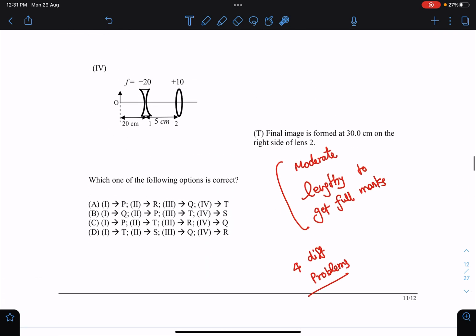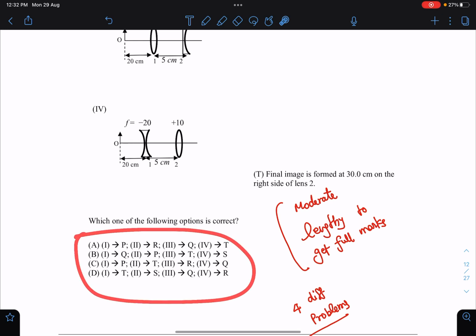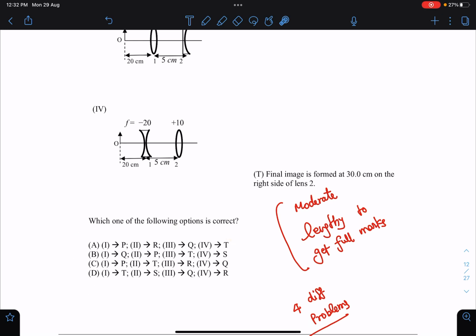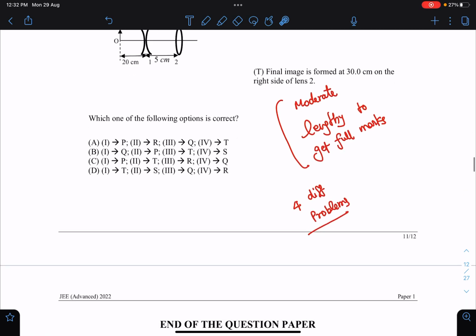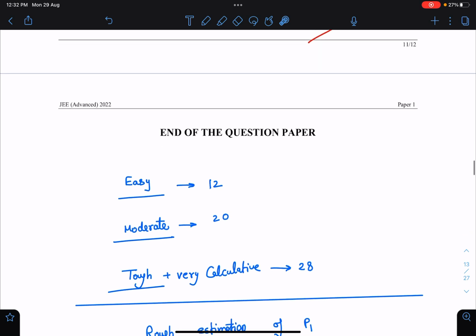And here also I think a similar type of situation will come, but I don't know, those who would have eliminated some of these options, I think they might have some edge here. And this is like the overall scenario.